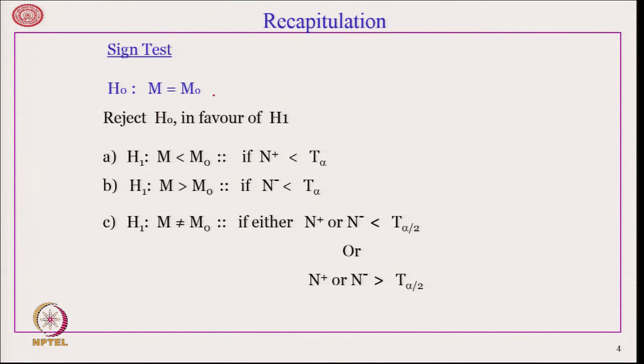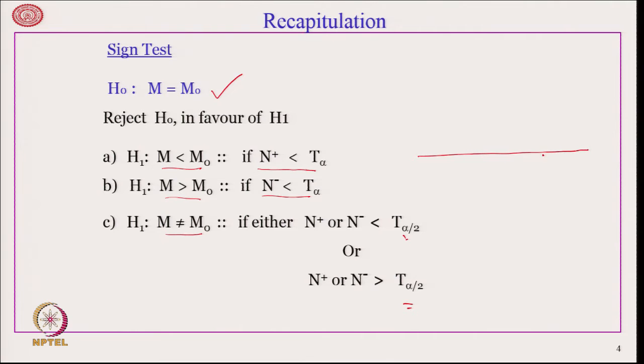For the sign test, we are testing if m is equal to m naught, and there may be three alternatives. For m less than m naught, the rejection criterion is that n plus is less than T alpha. If m is greater than m naught, that means n minus is less than T alpha. And if m is not equal to m naught, then either of n plus or n minus is less than the corresponding critical value T alpha by 2. Why? Because these are two-sided tests. We have given you the explanation before.